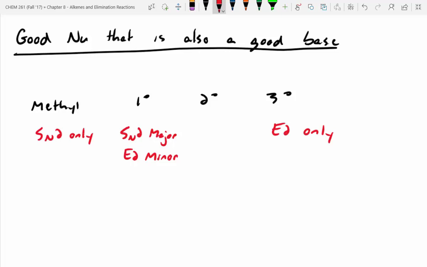All right, following this same trend, what do you think is going to be major and minor for secondary carbons? E2 major, SN2 minor. Yeah, so it'd be E2 major, SN2 minor. That backside now is getting pretty dang cramped. That's going to really slow down the SN2 reaction, but we know E2 doesn't really care. In fact, it's relatively stable doing that E2 reaction, so it would be E2 major, SN2 minor.